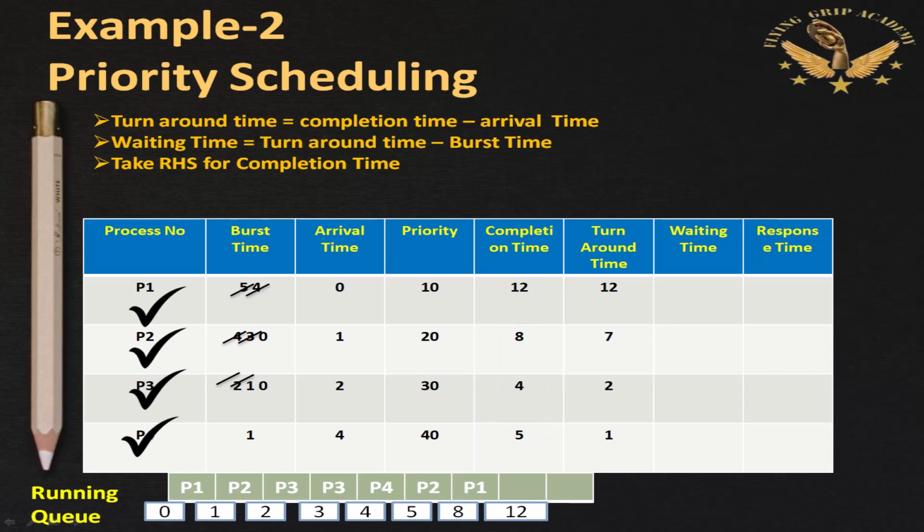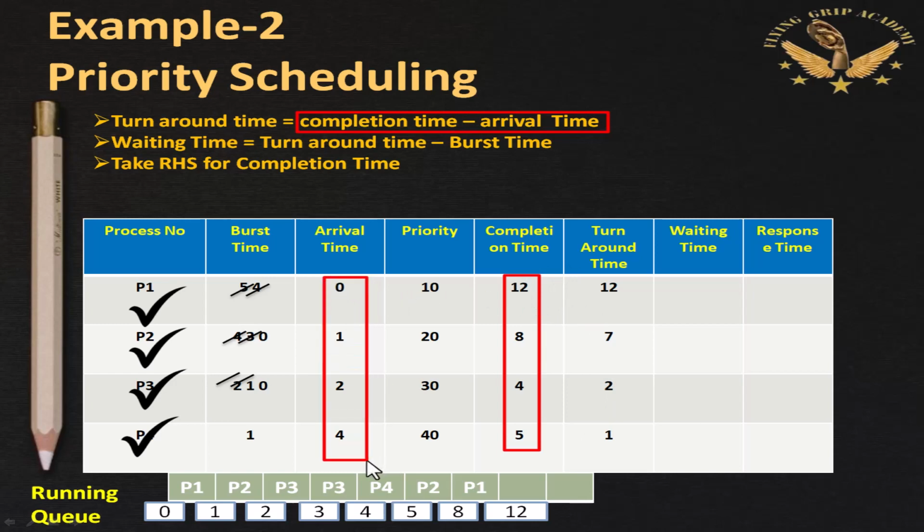Turnaround time is completion time minus arrival time. So here we have the completion times 12, 8, 4, 5. Here we calculate completion time minus arrival time. So 12 minus 0, which is 12, 8 minus 1, which is 7, 4 minus 2, which is 2, 5 minus 4, which is 1.